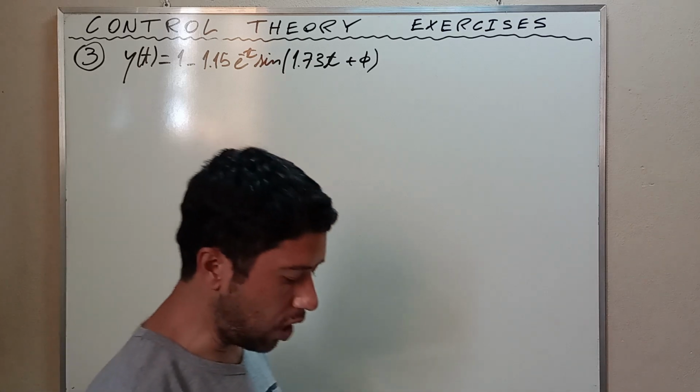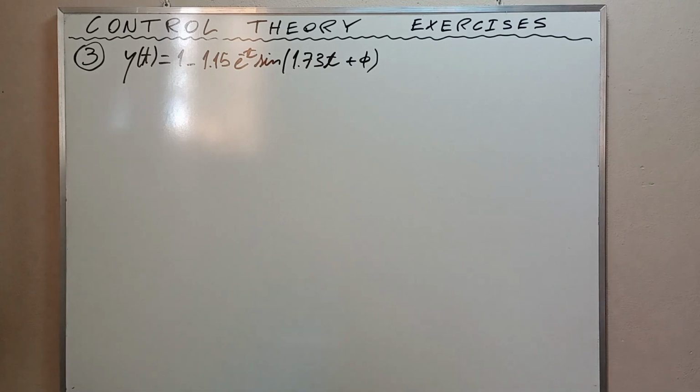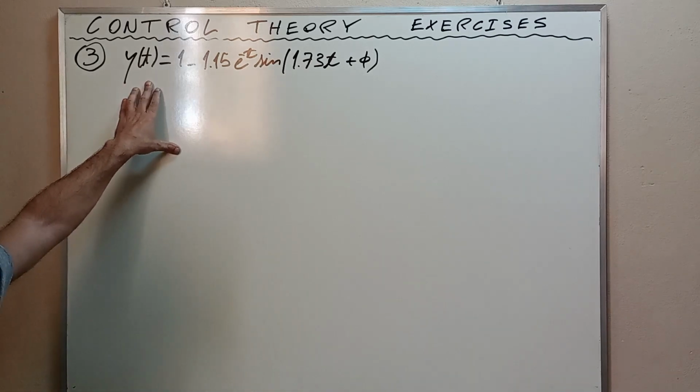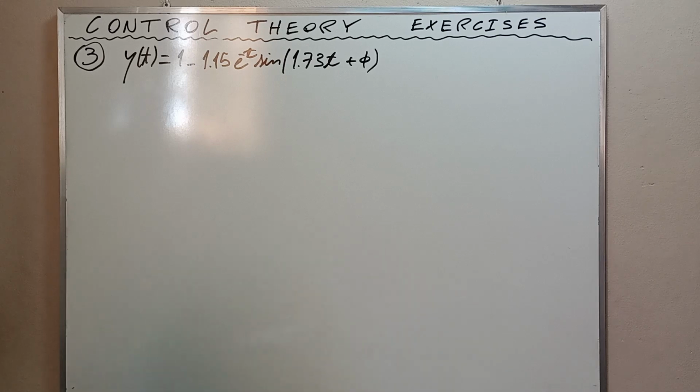Exercise number 3 now, my friends. The step response of a system is this expression. The question: what is the impulse response of this system? Okay, my friends, this is the exercise. Let's go to the solution.